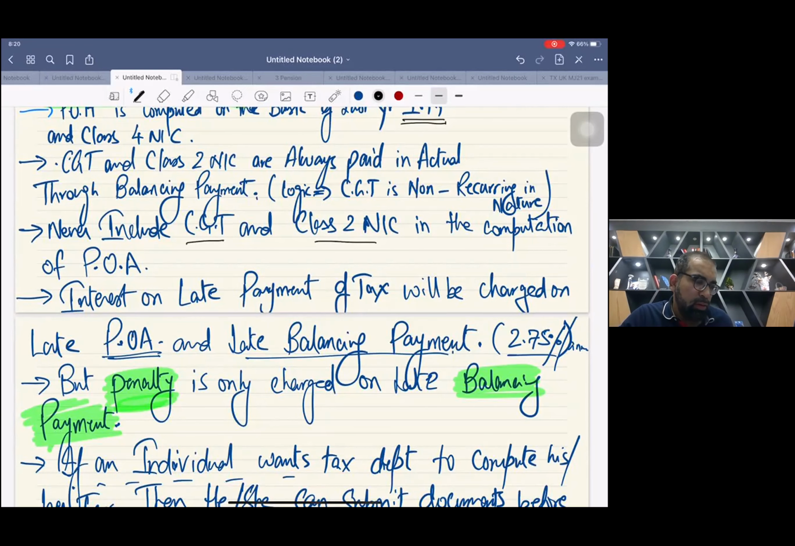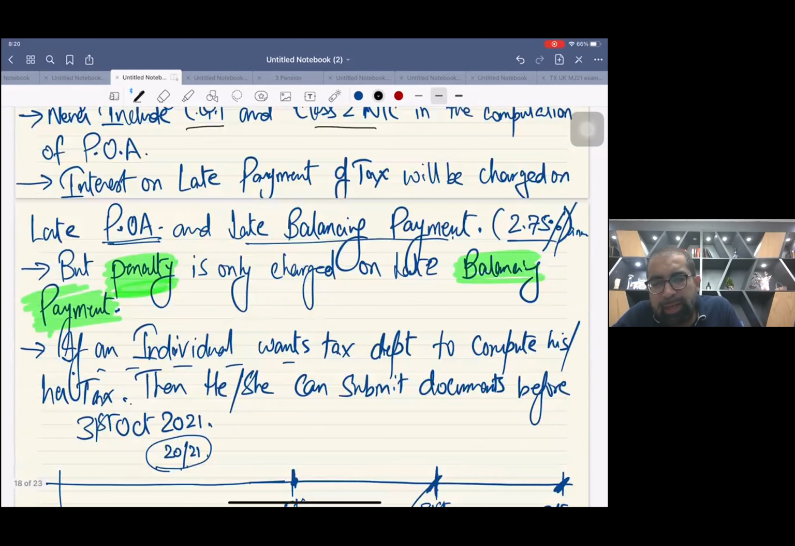Now, for POA and balancing payment, both you have to pay. If you pay them late, you have to pay interest. But for balancing payment, if you pay it late, there is a penalty as well, and you guys know this.